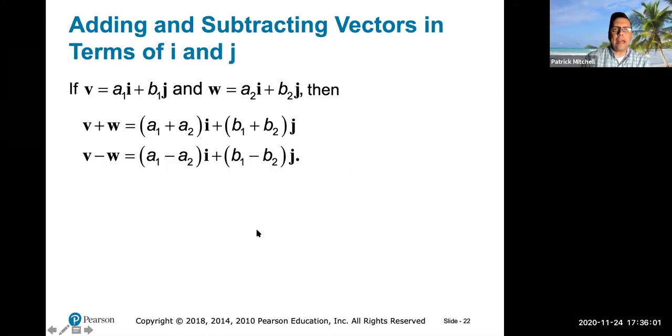All right, adding and subtracting vectors in terms of i and j, you just add or subtract their scalar components. So if v is a1i plus b1j, and w is a2i plus b2j, then v plus w would be (a1 plus a2)i plus (b1 plus b2)j, and v minus w would be (a1 minus a2)i plus (b1 minus b2)j.